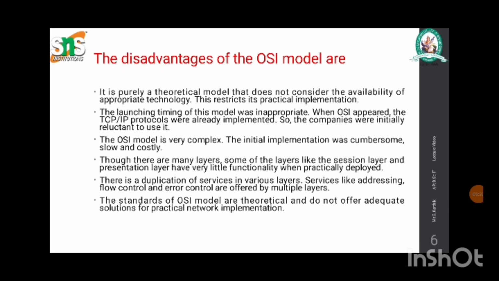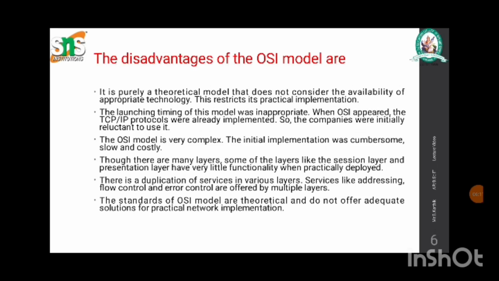Next, disadvantages of the OSI model. It is purely a theoretical model that does not consider the availability of appropriate technology. This restricts its practical implementation, and the launching and timing of this model was inappropriate. When the OSI reference model appeared, the TCP/IP protocols were already implemented, so the companies were initially reluctant to use it. The OSI reference model is very complex. The initial implementation was cumbersome, slow, and costly.